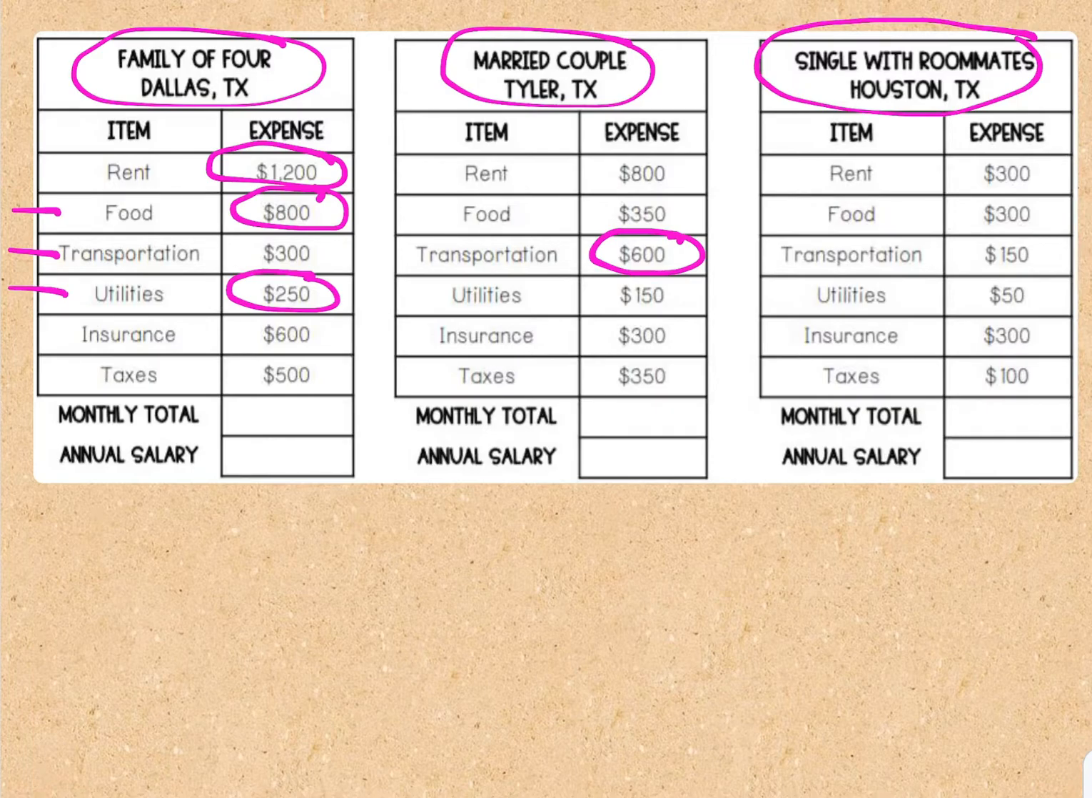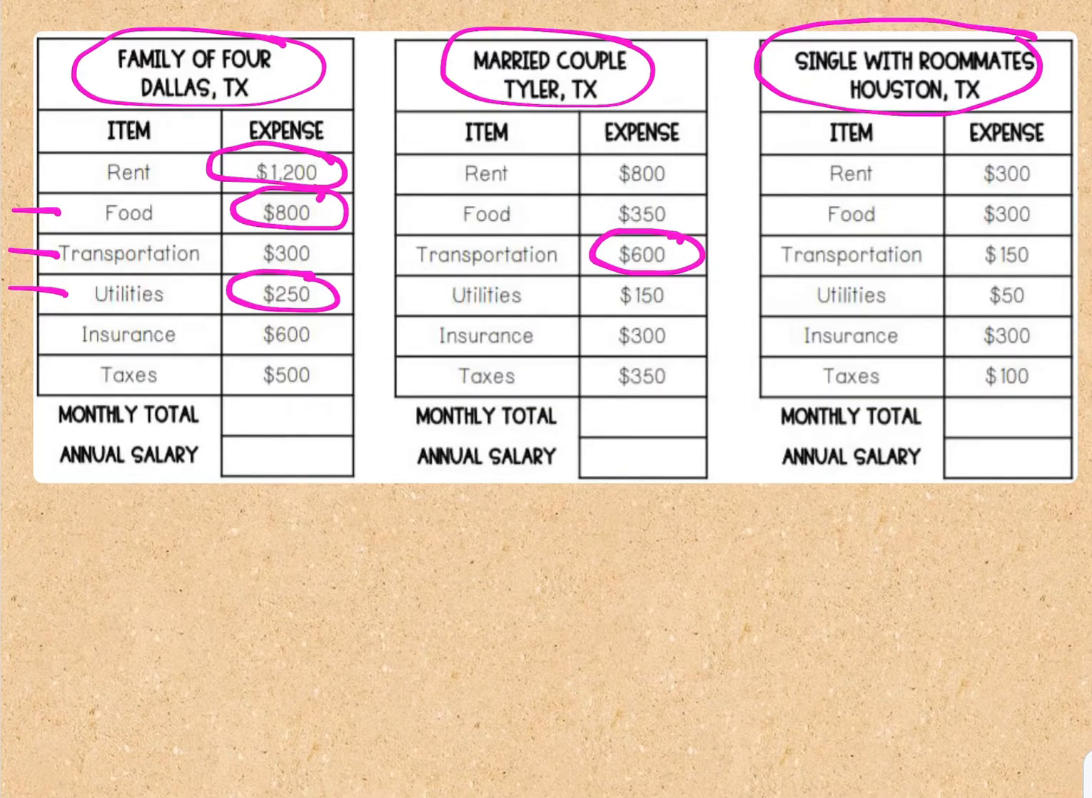Dallas has the highest utilities, the family of four, which makes sense because they have more people. Utilities is the use of electricity and water. And so if you have four people in the family, they're going to use more electricity and water than a married couple or a single person who just has to pay for themselves. Okay, next one is insurance.